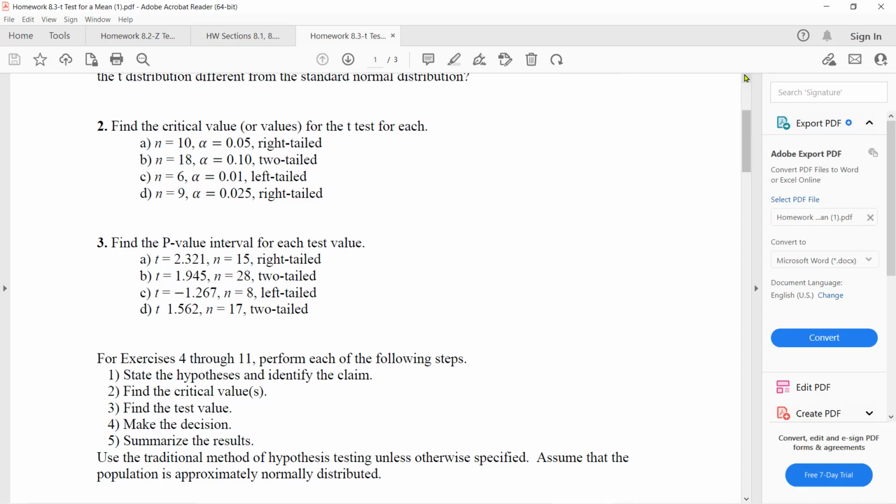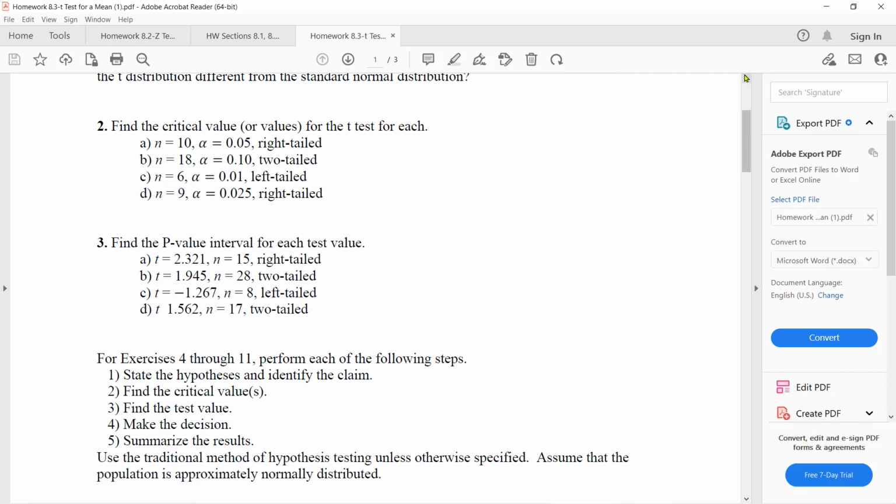Part C, 2C. N is equal to 6. Alpha is 0.01, left tail. DF would be 5. Correct. Do I split alpha or not?